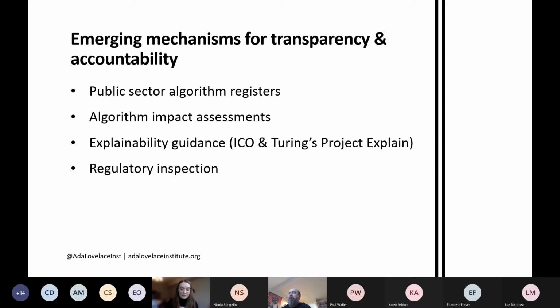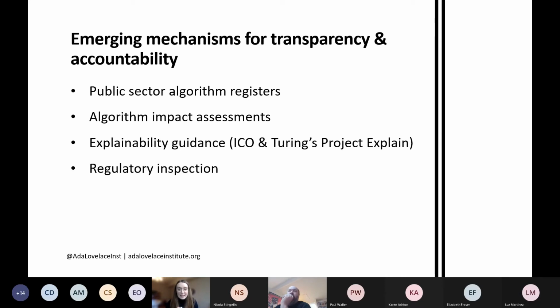There's also work around transparency in the form of explainability. How do we give useful, meaningful explanations to individuals about whom decisions are made? The ICO and Turing's Project ExplAIn has explored this in depth. I think in practice, I've seen more adoption of this in private sector contexts, but there's growing interest in public sector contexts for using these kinds of explanation approaches.